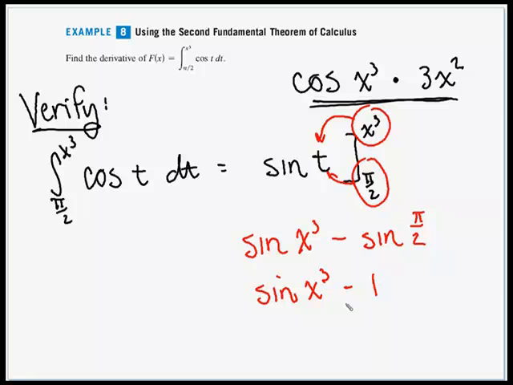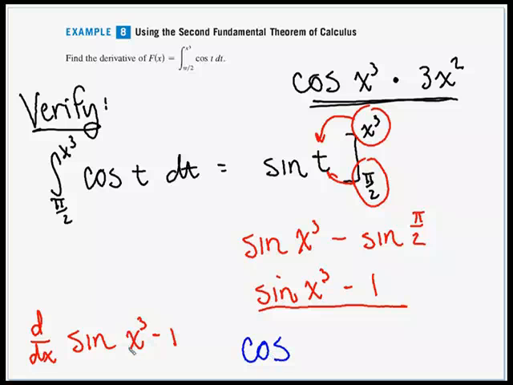Okay, what happens when we take the derivative of this? Let's take the derivative, d dx, of the function we just found: sine of x to the third minus 1. What's the derivative of sine? The derivative of sine is cosine of the same quantity, x to the third, times, by the chain rule, the derivative of our inner function x to the third, which is 3x squared. And lo and behold, we got the same thing. We've just verified our answer.